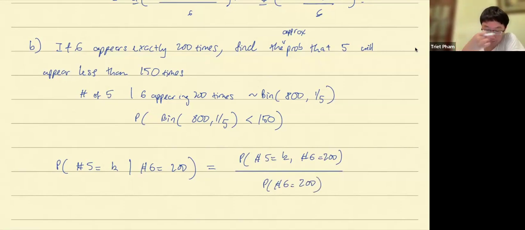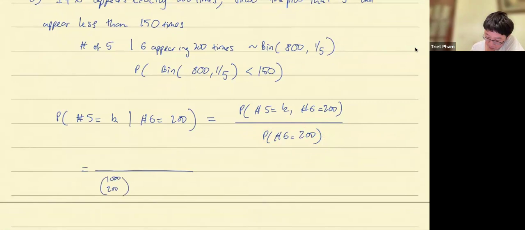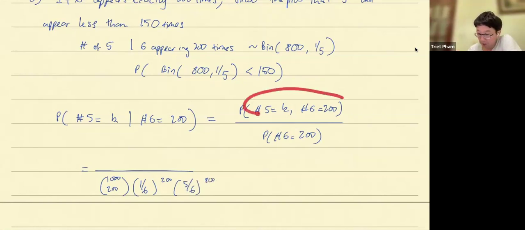All right. Now the denominator is easy, right? It's the binomial. So it's 1,000 choose 200, 1/6 to the 200, 5/6 to the 800, right? What about the top?